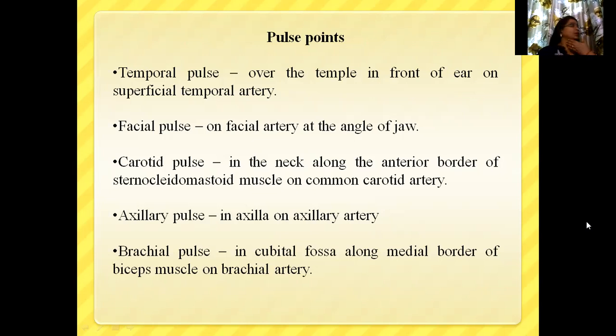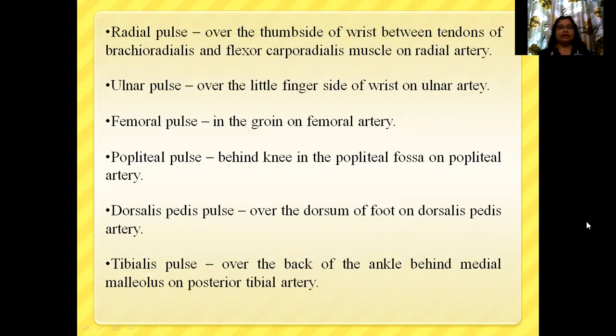When we turn the neck to the side, the sternocleidomastoid muscle is seen here, and along its anterior border we will find the carotid pulse. Axillary pulse in axilla or on axillary artery. Brachial pulse. Then radial pulse, ulnar pulse, femoral pulse, popliteal pulse, dorsalis pedis pulse, and tibialis pulse.